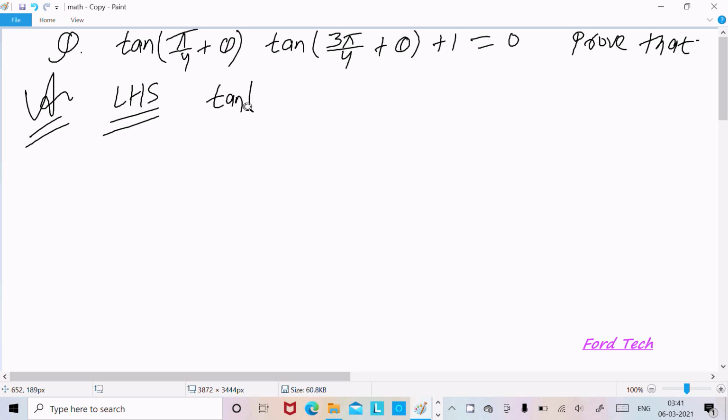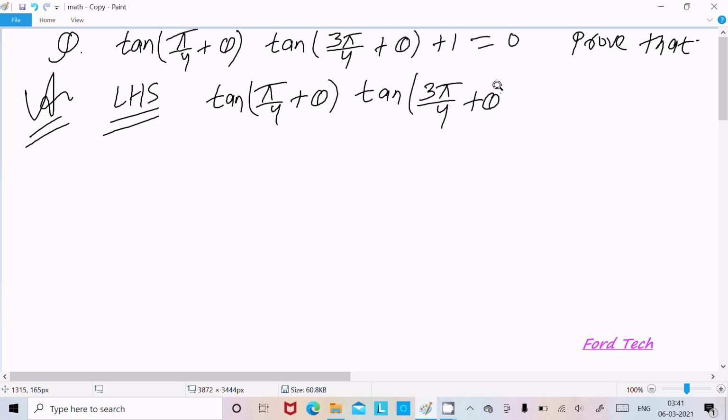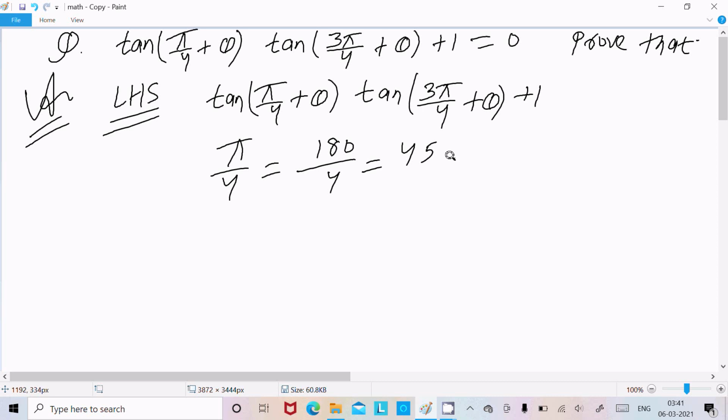Now here, tan(π/4 + θ) and tan(3π/4 + θ) plus 1. This is the LHS. Now here, π/4 we can write as 180/4, so the value is 45.